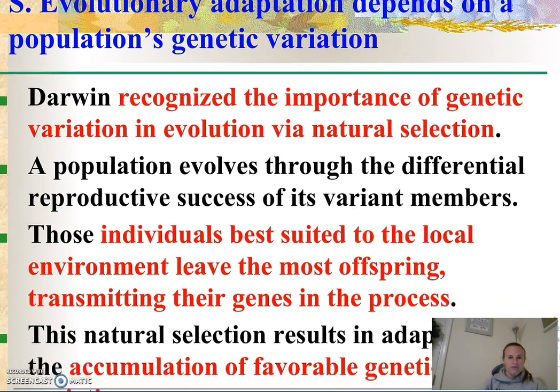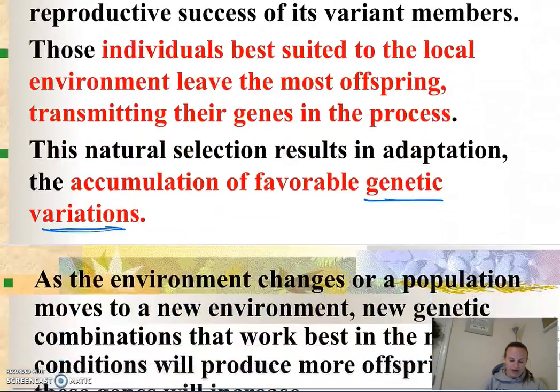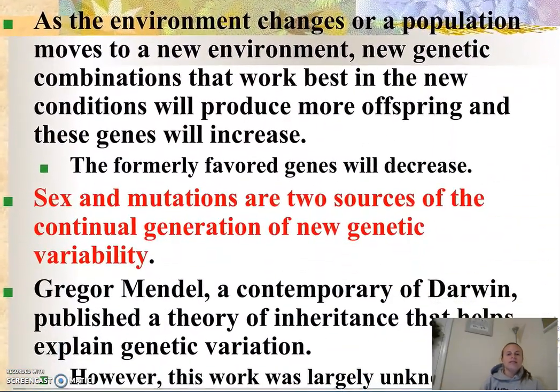Now, Darwin recognized the importance of that variation in evolution via the process of natural selection, where he realized that individuals that were best suited for that local environment are going to leave the most offspring. Why? Because they are most likely to survive, therefore more likely to reproduce, therefore transmitting their genes in the process, where from generation to generation, you've got this accumulation of those favorable adaptations. Well, we now know that those favorable adaptations come from those genetic variations. So to conclude, sex and mutations are two sources of the continual generation of new genetic variability.